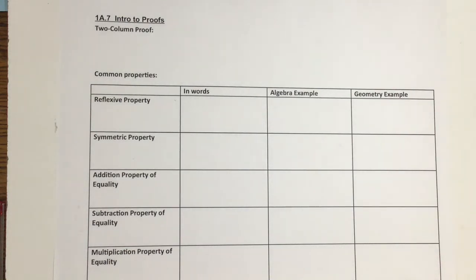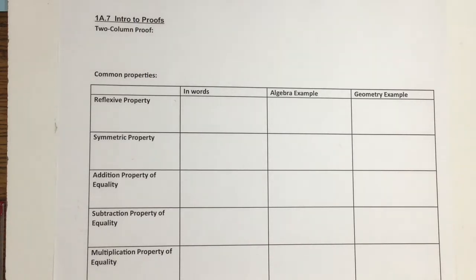In this video for day 1A.7, we're going to be looking at an introduction to what we call proofs in geometry. This is going to be a very new topic for you, but it's going to use a lot of skills you've already learned in math. We're going to take a look further at how to basically justify our statements when we are trying to go from an original set of given information to what it is we're trying to prove. And I'm going to explain that in a little more detail.